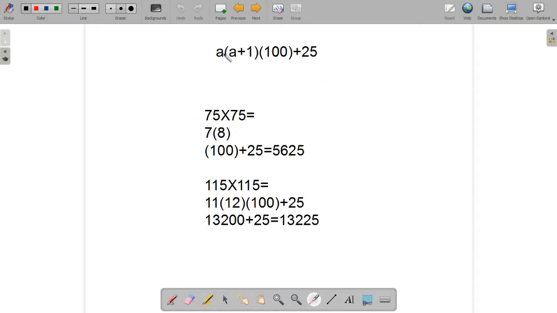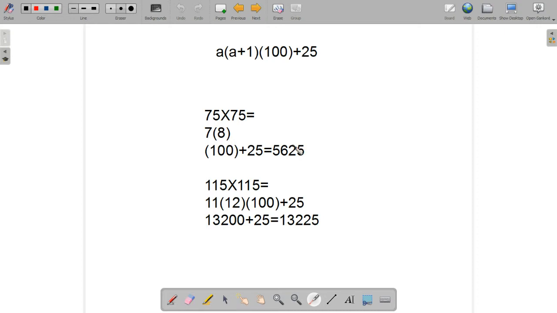Here I rewrote the formula in an easier to look at form. First you get the a. Here I did some examples. 75 times 75. Well, the 7 would be the a. The 8 is the a plus 1. What's 7 times 8? Well, 56. There you go. That's your first numbers. And then you just add that 25 in.